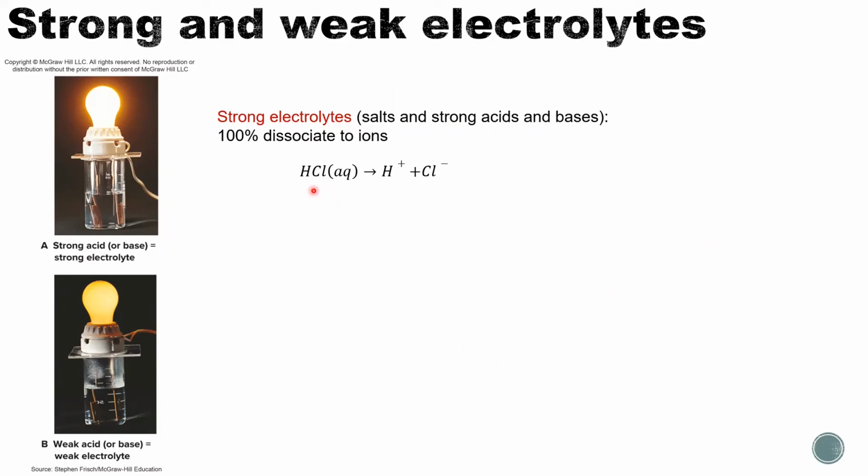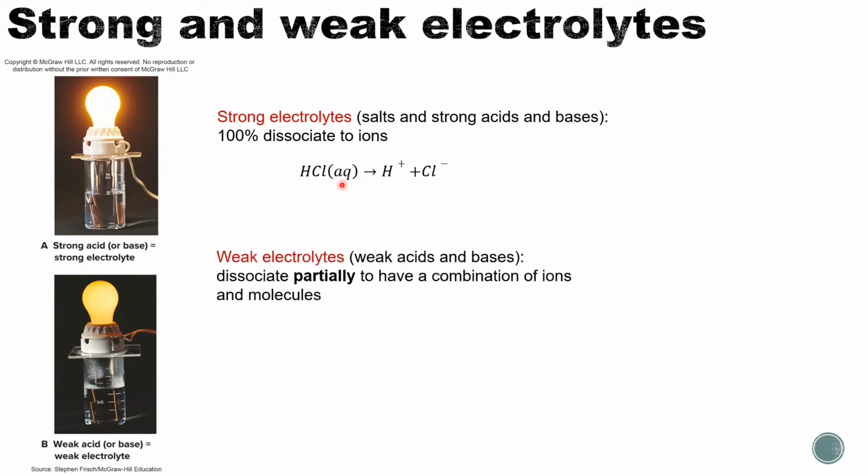For example, hydrochloric acid can fully dissociate into hydrogen ions and chloride anions in water solution. So this is a strong electrolyte. For weak electrolytes, usually they are weak acids and bases. They only dissociate partially. So in the solution, it will have a combination of ions and molecules. Molecules refers to the chemical compound that does not dissociate. For example, carbonic acid partially dissociates. You can see here, I use a double-ended arrow to indicate that partial dissociation.